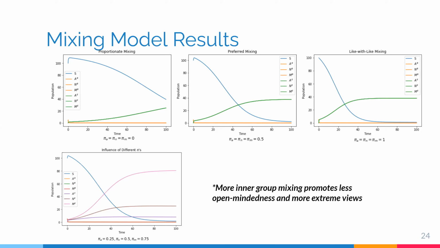Notice how with like mixing, individuals become extreme sooner than in other types of mixing. In the bottom plot, we vary pi across the groups. Here, notice how a higher pi value corresponds to a larger group size. Therefore, from this model, we can conclude that more intragroup mixing makes it harder for individuals to become more open-minded, thus promoting extreme views towards the strategy.